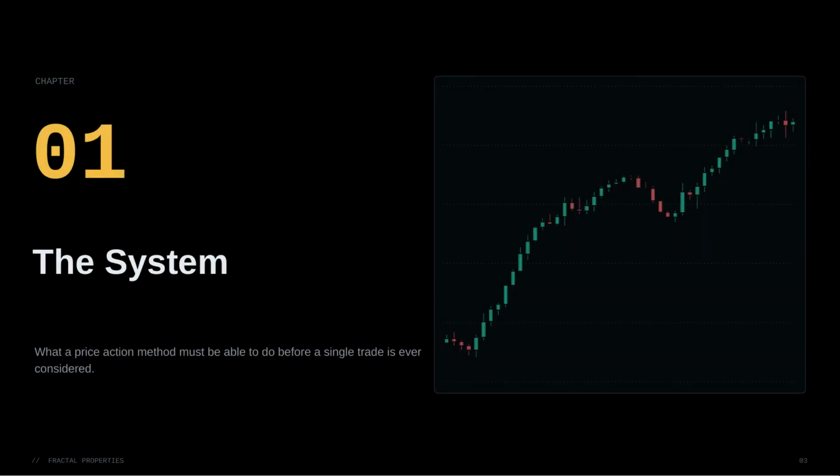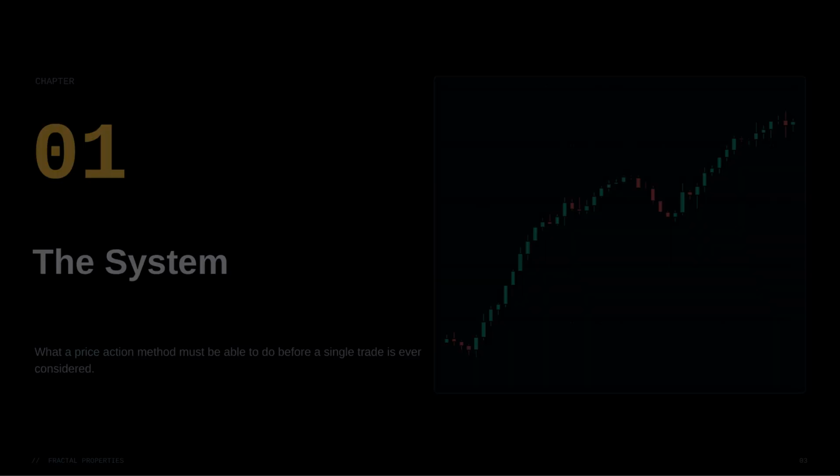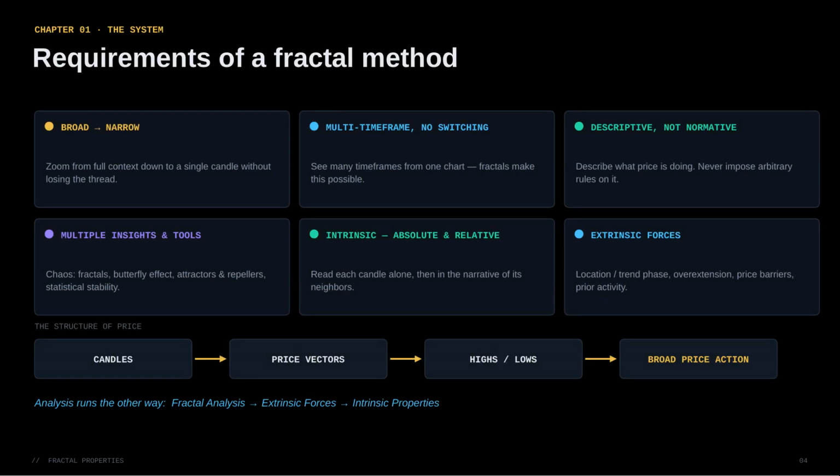Chapter 1. Before any technique, we define the requirements of the system itself. If your method can't do these things, no amount of screen time will save it. 6 requirements. The system must move from a broad perspective to a narrow focus. It must see many time frames without ever switching charts. It must be descriptive, not normative. We describe the information price gives us instead of imposing rules on it.